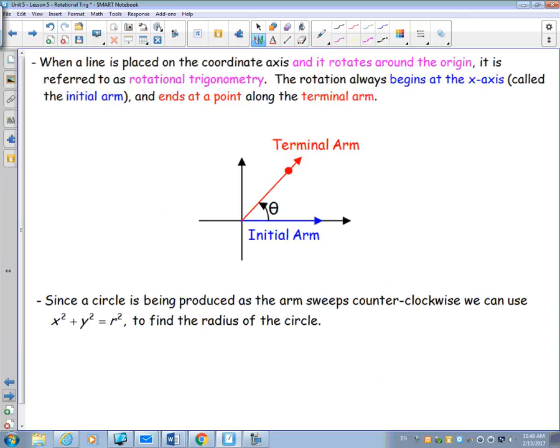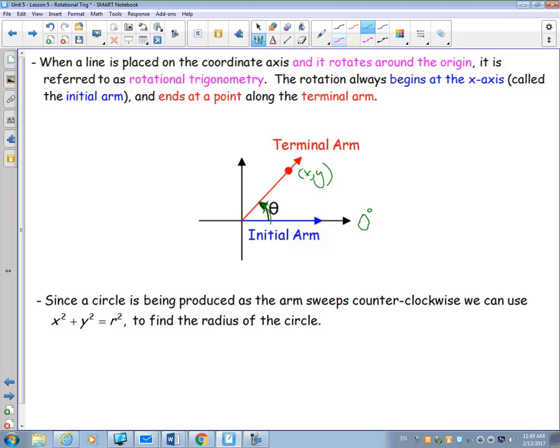So here are some ideas. When we place the line on the coordinate axis, it always rotates around the origin. We call this rotational trigonometry. We're always going to begin at the x-axis. That's our 0 point. So 0 is always here, our initial value. And we're going to end wherever we decide to stop at some point. We call that the terminal arm. So notice that this is counterclockwise this time, as opposed to bearings, which were clockwise. That can cause a little bit of confusion.